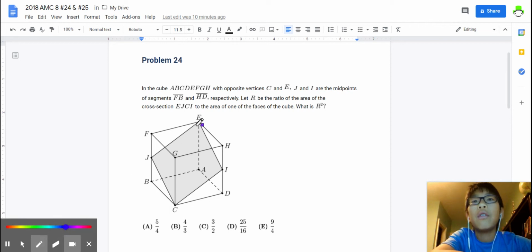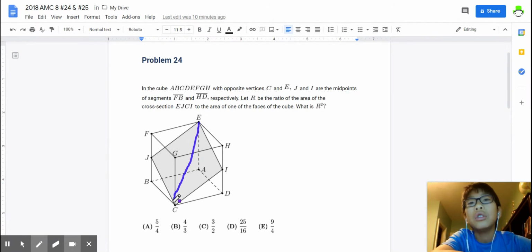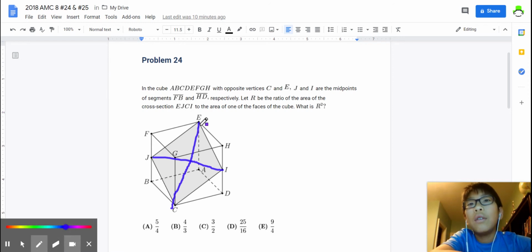So first we're going to find the area of EGCI, and we can see that this is a rhombus. To find the area of a rhombus, you take both diagonals, multiply them, and then you divide by 2. So basically, we can find the diagonals by the Pythagorean theorem.